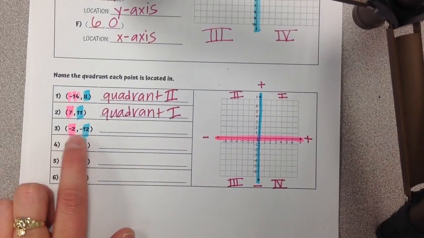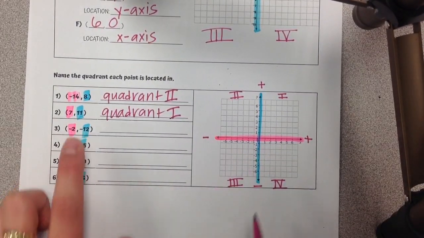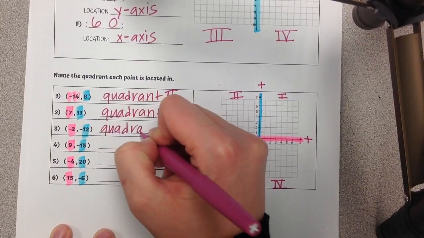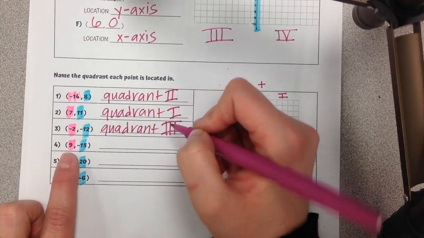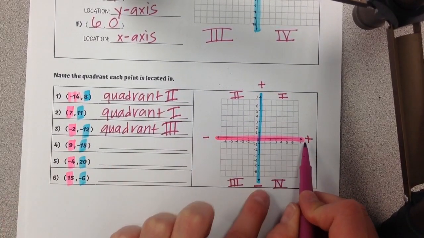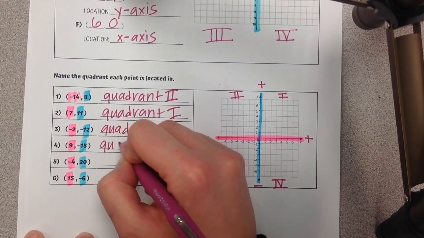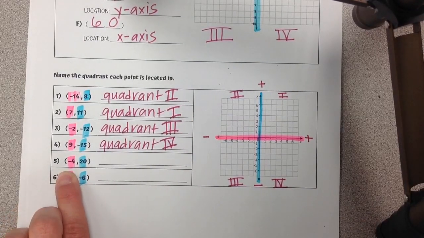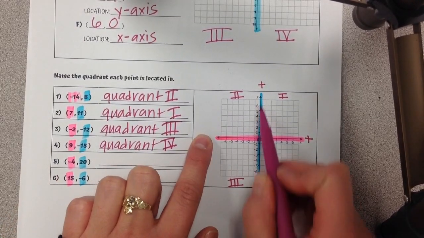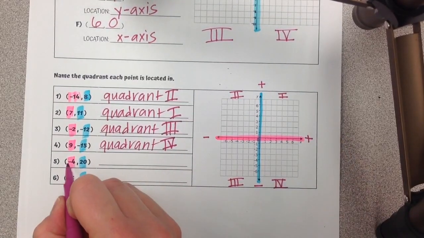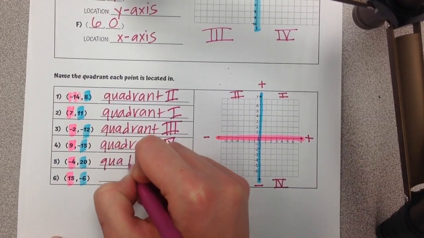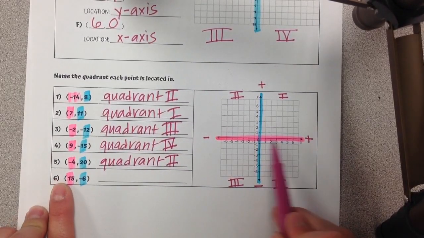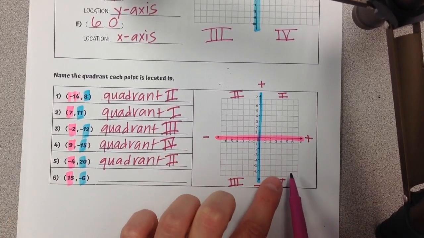If I have a negative x and a negative y, that's going to be in quadrant 3. Positive x, negative y, quadrant 4. Negative x, positive y, that's going to be in quadrant 2. -4, +20, quadrant 2. And positive x, negative y, quadrant 4.